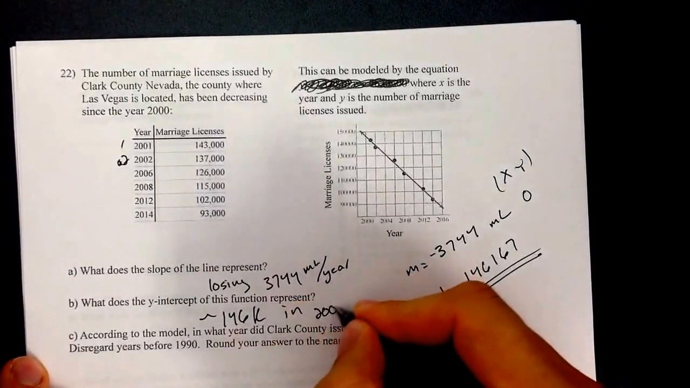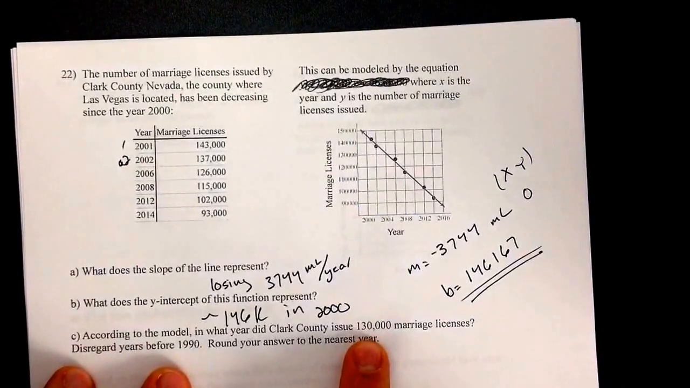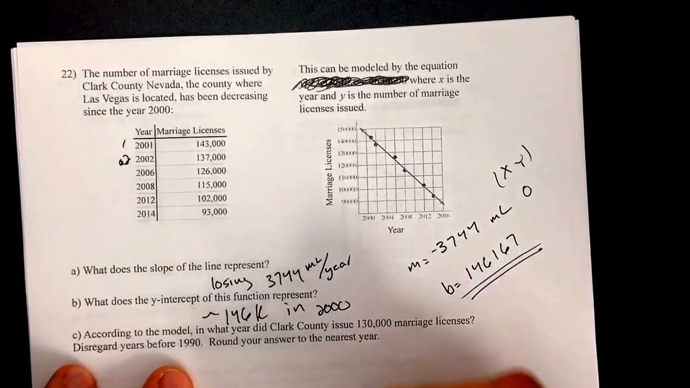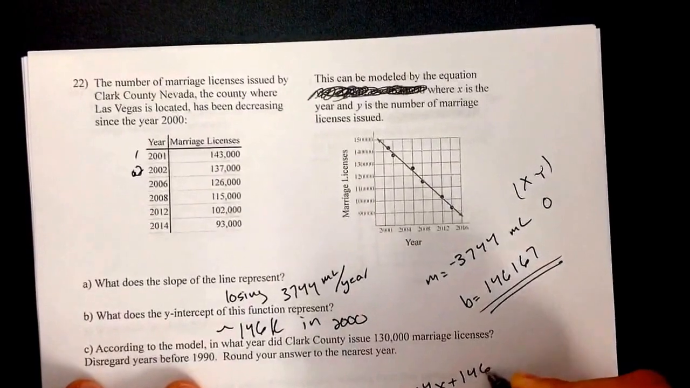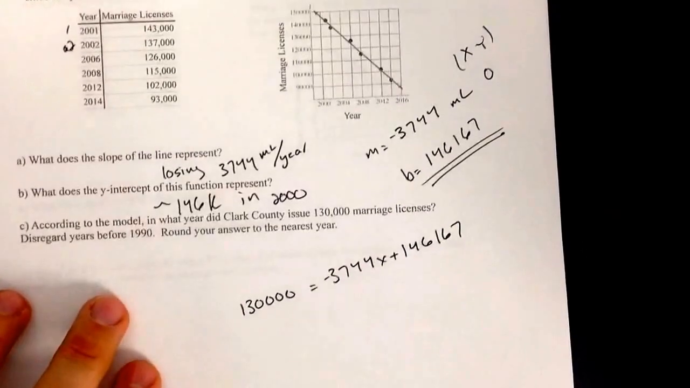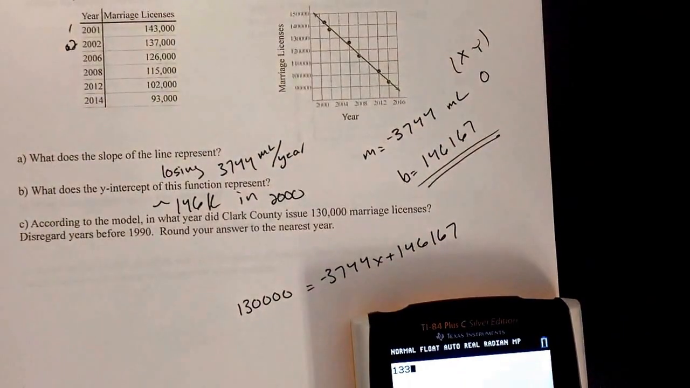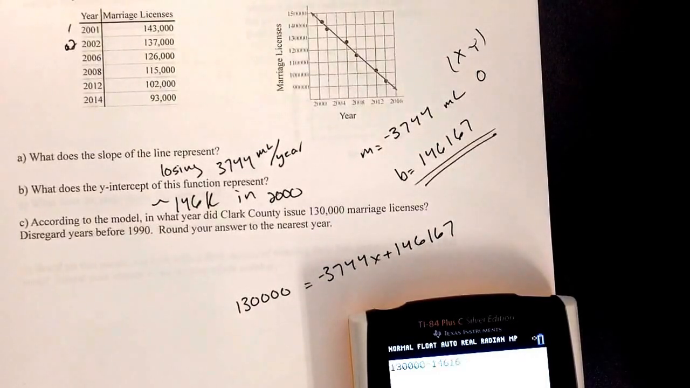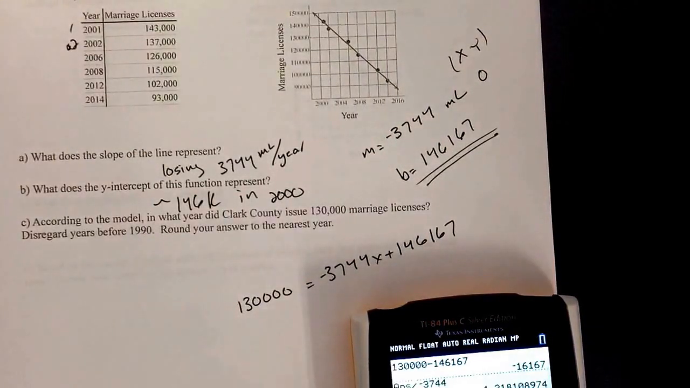in the year 2000. According to the model, in what year did Clark County issue 130,000 marriage licenses? So that's my y value. I'm going to set that equal to mx plus b. And we will do some quick math here. 130,000, we're going to minus off 146,167, and then we're going to divide by negative 3,744.